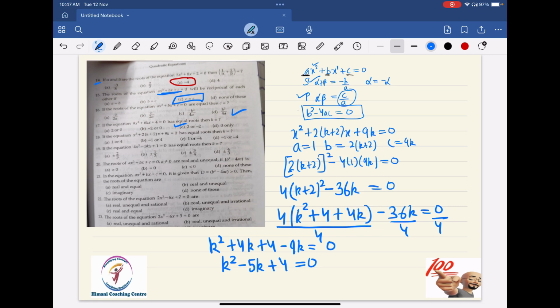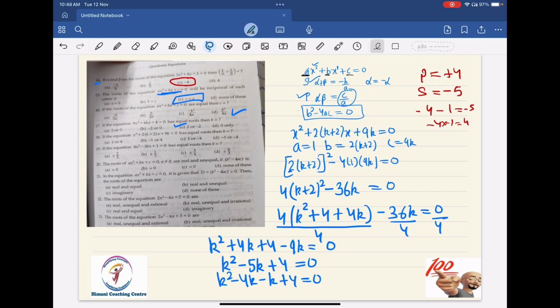So if we do middle term splitting, we need product as plus 4, sum as minus 5. Factors of 4: the first factor of 4 is 4 and 1. If you do minus 4 and minus 1, I will get minus 5. Minus 4 into minus 1 gives us 4. So that is the middle term splitting we will use. And this becomes k square minus 4k minus k plus 4 equals 0.